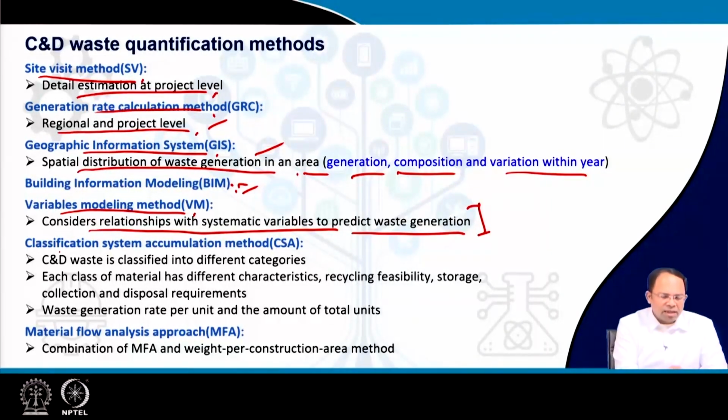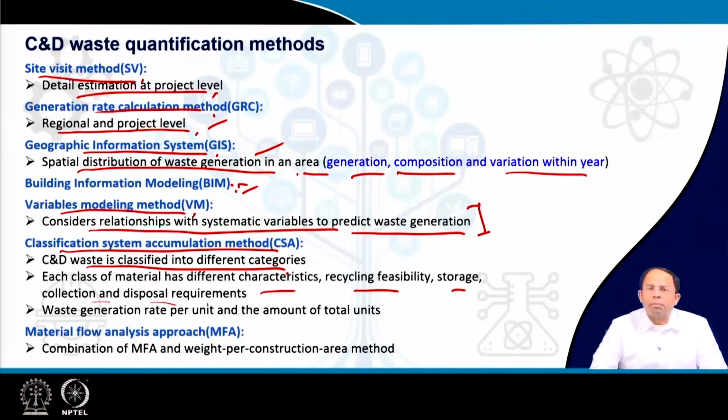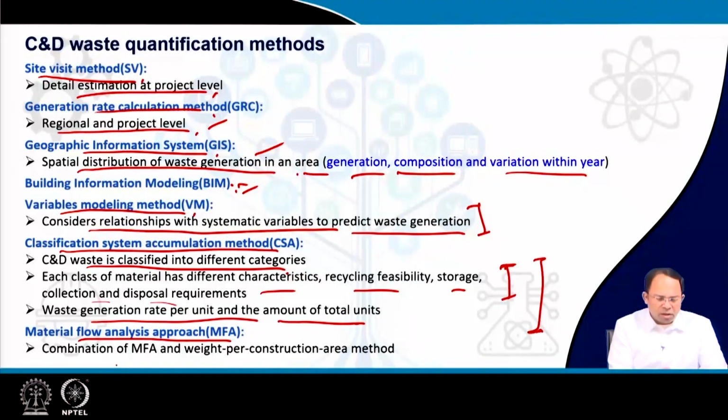Now, the classification system accumulation method. This is where C&D waste is classified into different categories, because each class of material has different characteristics, recycling feasibility, storage, collection and disposal requirements. So, all waste categories are treated separately, and how much of each category is generated is determined, with the waste generation rate per unit and the total number of units. Based on that, we can determine how much total waste is to be generated. Finally, the material flow analysis approach, where a combination of MFA and the weight per construction area method could be used to determine overall how much material is coming into the site and how much material is going out. In that order, we can determine how much waste is generated.